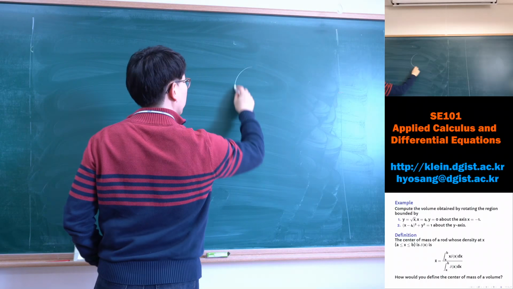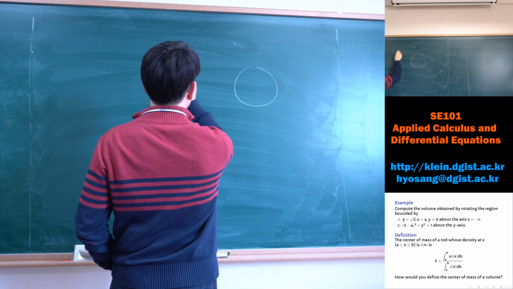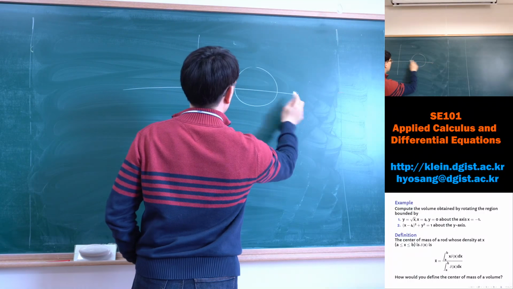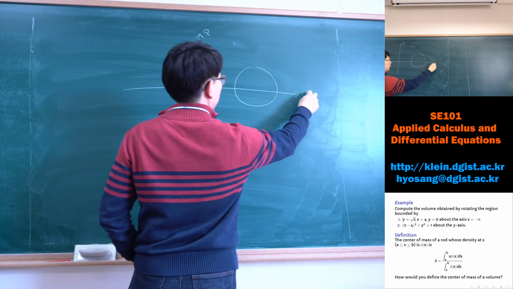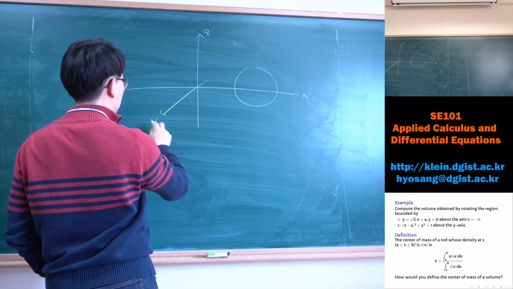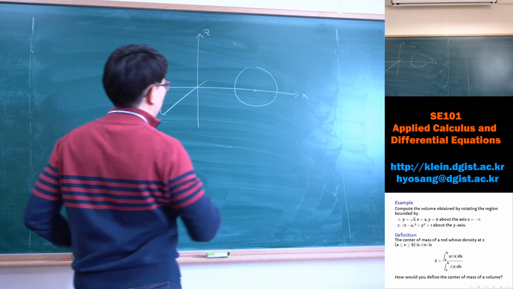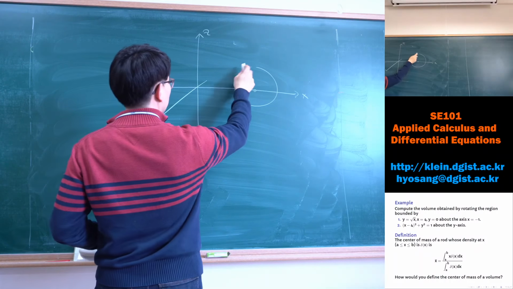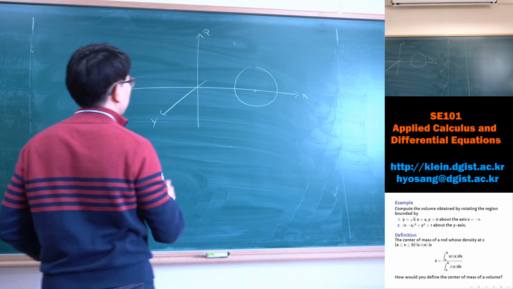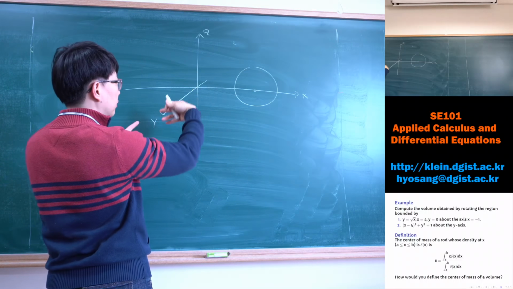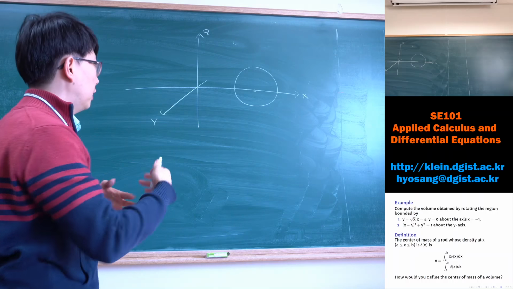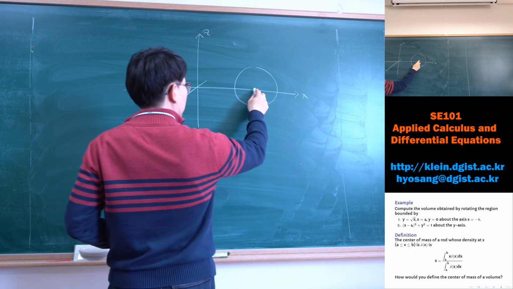So here we have a section. This is a figure of a section of the donut. We're going to rotate this circle. I switched the y-axis and z-axis so that it looks nice in the figure.